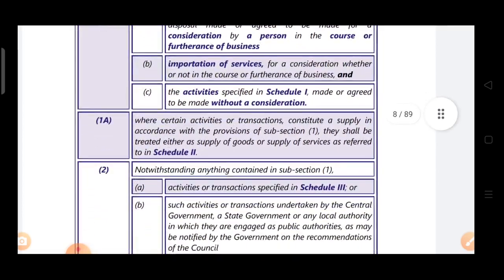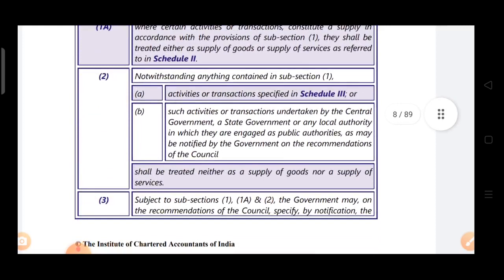Okay. Now, subsection 1 we have done, subsection 1A we have done, now subsection 2. Notwithstanding anything contained in subsection 1, means without overruling what is mentioned in subsection 1, activities or transactions specified in schedule 3, or such activities or transactions undertaken by CG, SG or any local authority in which they are engaged as public authorities as may be notified by the government on the recommendation of the council. These activities shall be treated neither as supply of goods nor supply of services.